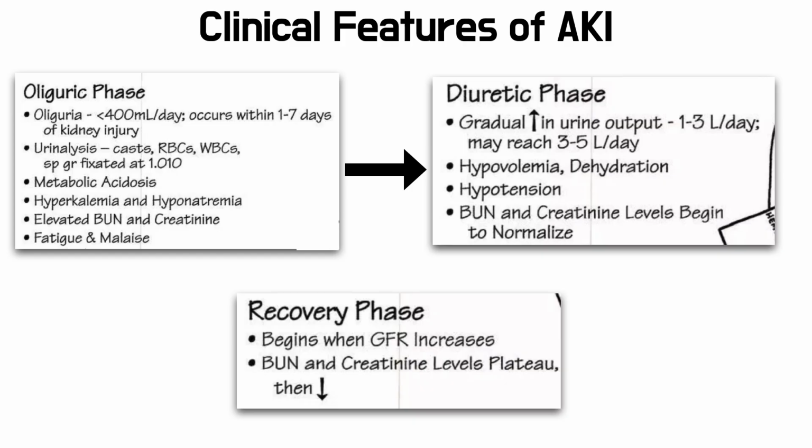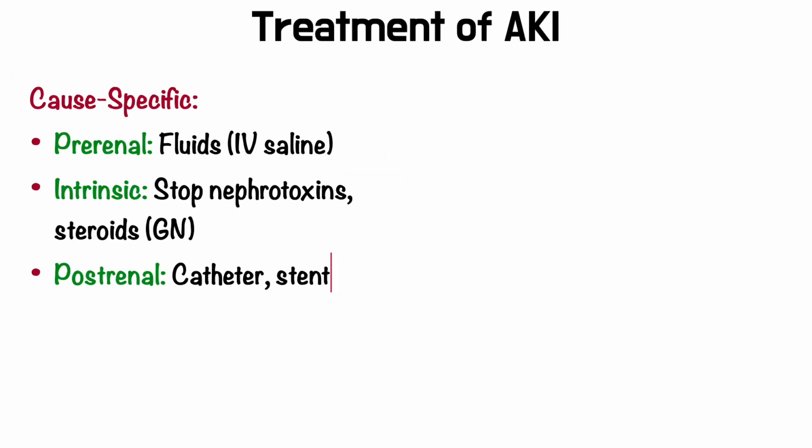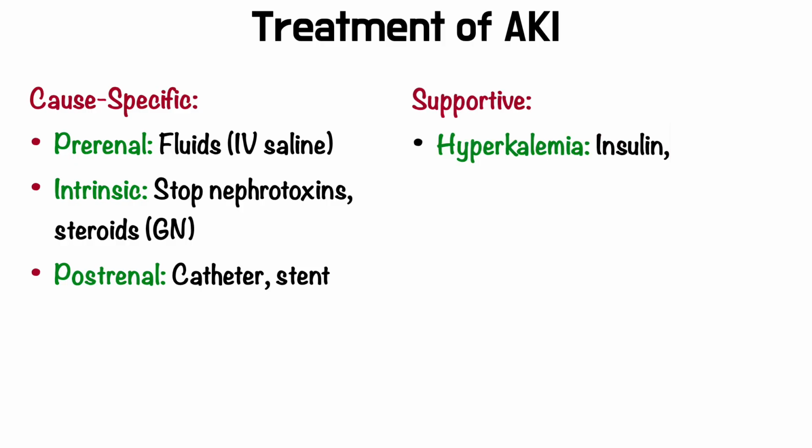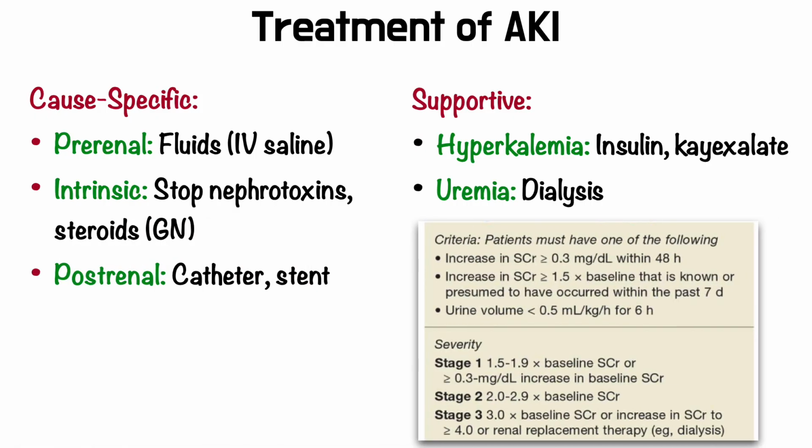So how do we treat these symptoms? Let's talk about that. Cause-specific treatment: in pre-renal AKI, we give fluids, as in IV saline, to compensate for the fluid loss or hypovolemia or hypoperfusion injury, right? You have to use crystalloids there. In intrinsic AKI, we have to obviously stop nephrotoxins and start steroids as in the case of glomerulonephritis, and in post-renal you can use a catheter or stenting, right? In supportive treatment, to treat hyperkalemia you use insulin or Kayexalate, and for uremia you have to do dialysis.